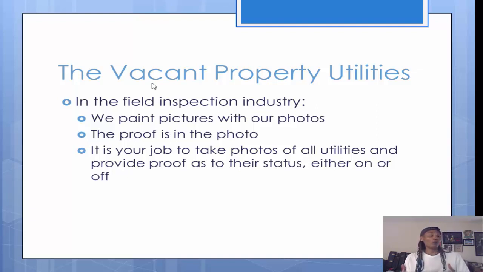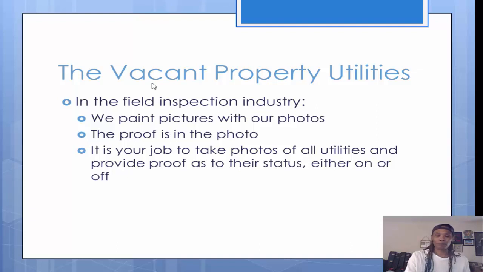And with vacant properties, with any of these properties, it does not matter, because in this field inspection industry, we paint pictures with our photos. The proof is actually in the photo if we photograph it. And it's basically our job to take photos of all the utilities and provide proof of what the status is. Either they're on or they're off. That is our job, okay?